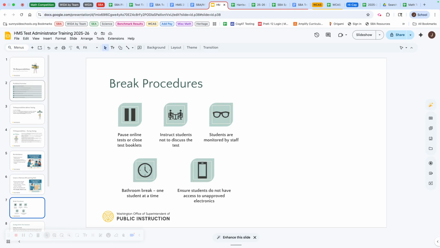And they're supposed to not discuss the test if they're in the hallway or the restroom. There will be monitors in the hallway and this kind of stuff. But basically, as far as restroom breaks go, we are going to be running just a regular use the bathroom as you need to use the bathroom sort of situation.